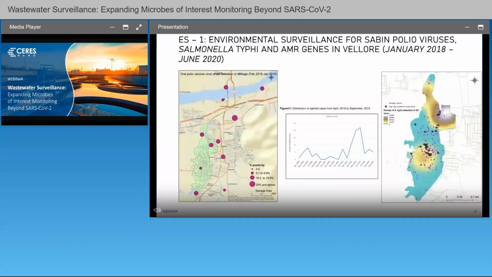Basically, the idea of this study was, can we detect polioviruses, Salmonella Typhi, and AMR genes in the wastewater using conventional PCR? So it's basically a pilot study in a limited sampling set, and we found that we could detect them. You can see the maps where the polioviruses were detected, and we also managed to sequence the polioviruses in collaboration with Imperial College London, and we were also able to detect the TTR gene of Salmonella Typhi.